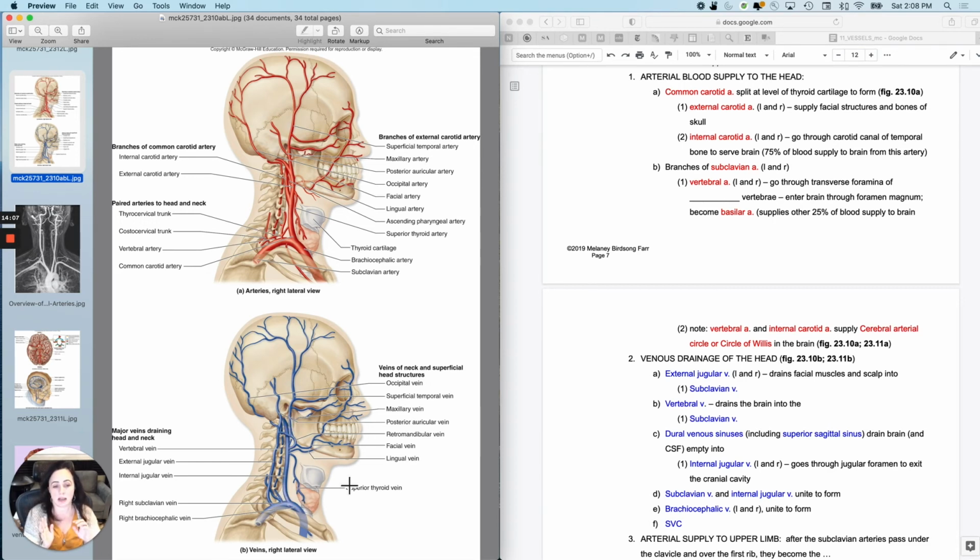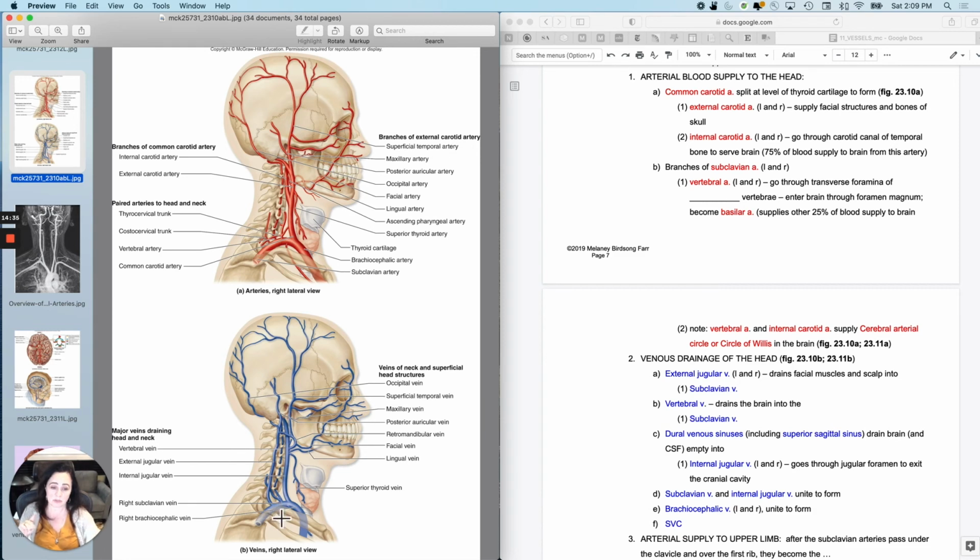And then the external jugular vein is going to drain blood, do you see it right here, from the outside of the head, into the subclavian vein. And so I've got external jugular vein going and dumping into the subclavian vein. Vertebral veins going and dumping into the subclavian veins. All of the sinuses are going to dump into the internal jugular vein. And then the internal jugular vein is going to dump here as well.